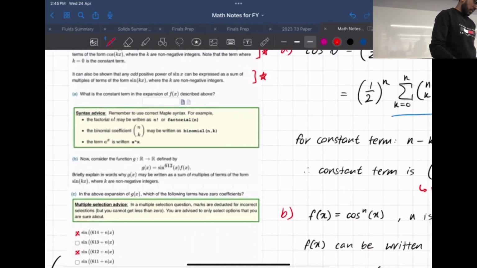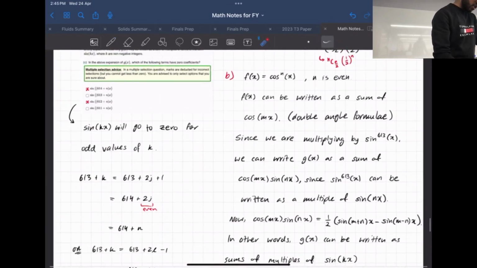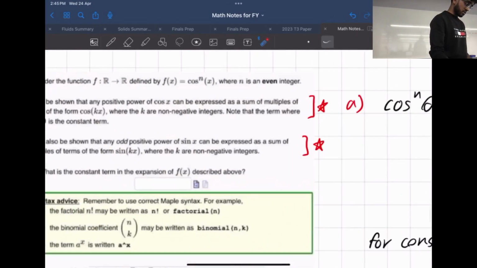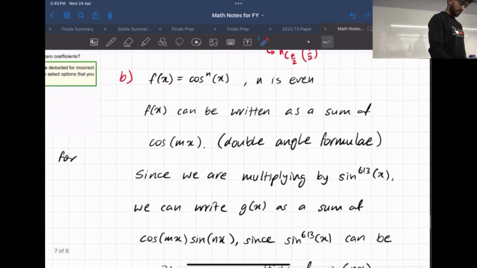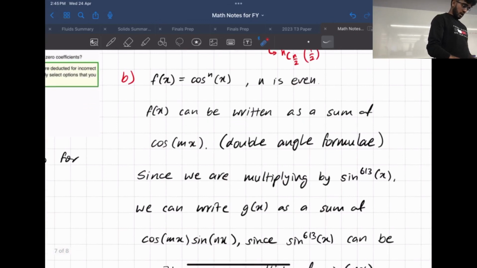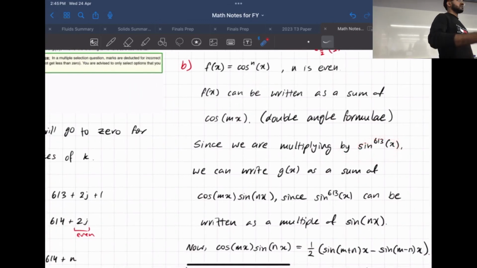Part B. Briefly explain why g of x may be written as a sum of multiples of terms of the form sine kx. So I've got a pretty long explanation here. So we know it's even, and we know that it can be written in terms of cos mx, which is what they've told us up here. Or cos kx, it doesn't really matter. Okay. So we can also rewrite our sine in terms of sine kx as well, which is what they've told us here.